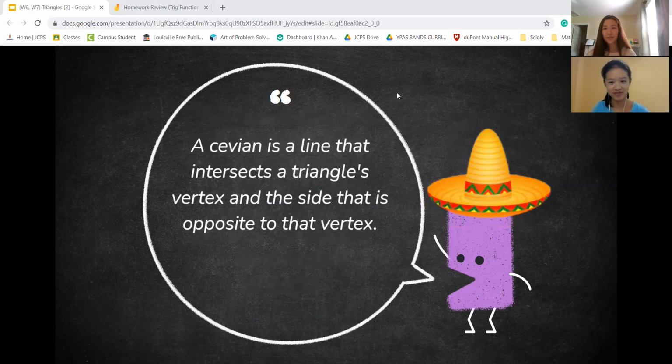So you guys were wondering what Cevians were. A Cevian is a line that intersects a triangle's vertex and the side that is opposite to that vertex. That might not make any sense, and you'll see a lot of examples throughout, but if I have a random triangle, then a vertex, one of these points, and then it goes to the opposite side, this would be an example of a Cevian.